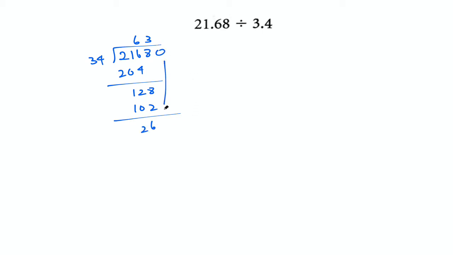Okay, drop another 0 down. So we get the 0 here, right? And we can fit 7 now, so it'll be 63.7, which gives me 238 here. So subtracting this, I end up getting 22.